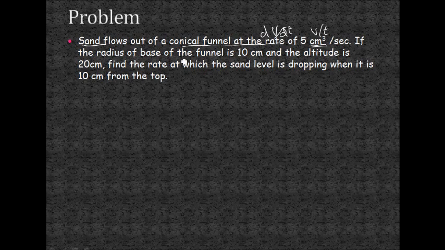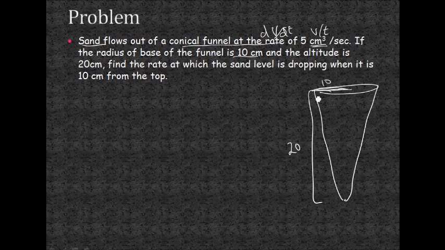If the radius of the base of the funnel is 10, which means you have the first radius to be 10. This is the funnel. The radius of the funnel is 10. It doesn't change. The altitude is 20, which means this is 20. And then find the rate at which the sand level is dropping, which means the level of the sand is H. So this is your sand. So this is what is in the question. How does it change when it is 10 centimeters from the top? So when this is 10 centimeters.